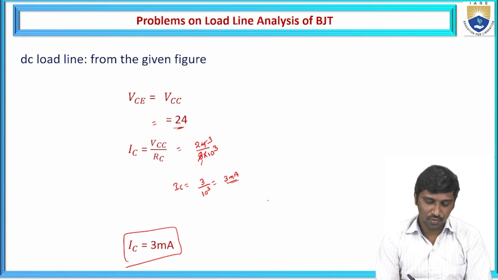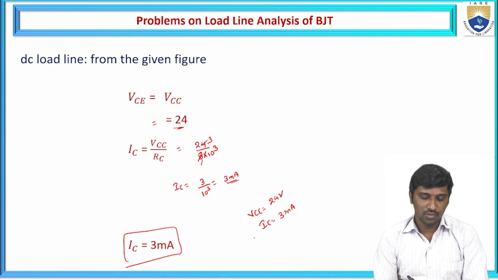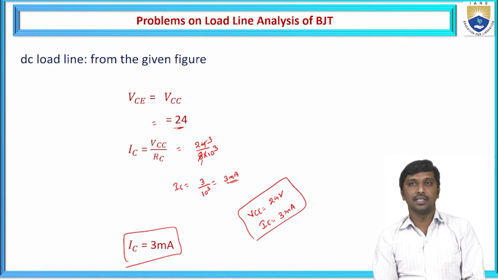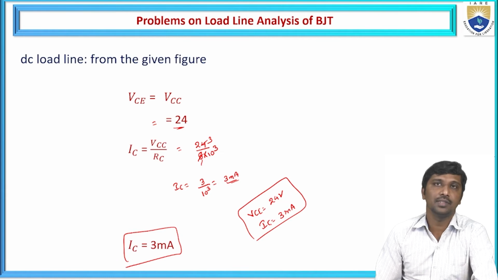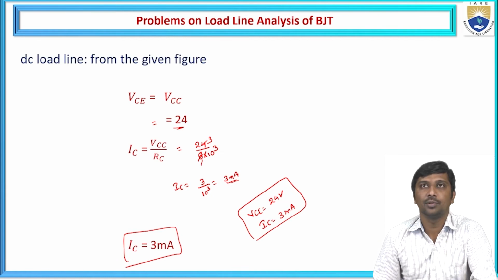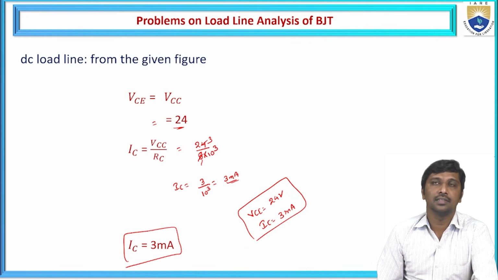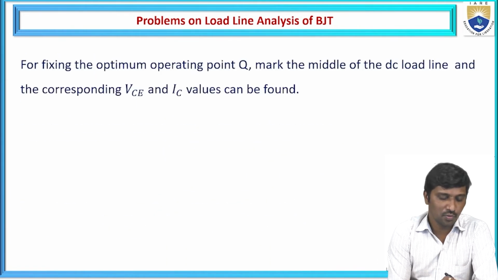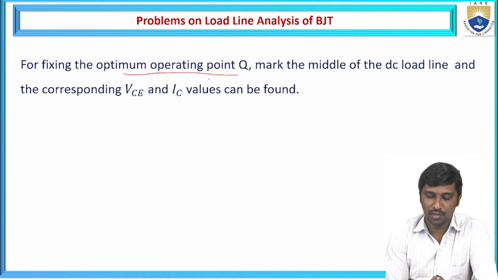To define this DC load line, the parameters we observed are VCE equal to 24 volts and IC equal to 3 milliamperes. By using these 2 points, we can draw the load line, that is nothing but the DC load line. I will show at the end of this problem how to draw the DC load line and the Q point. Now the next thing is, in the problem they ask to determine the Q point.